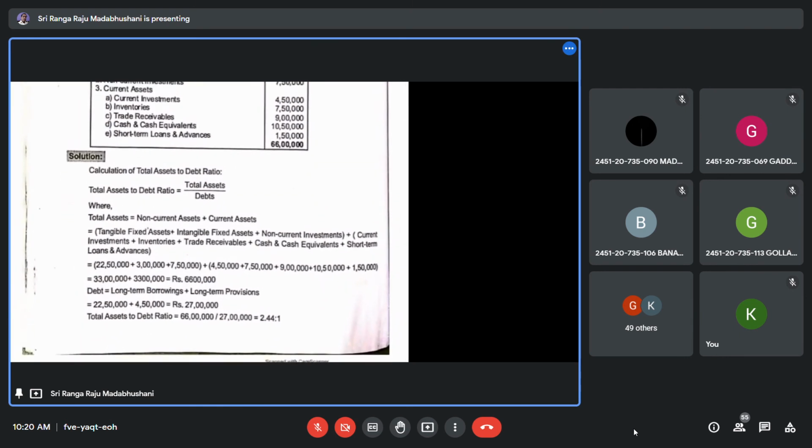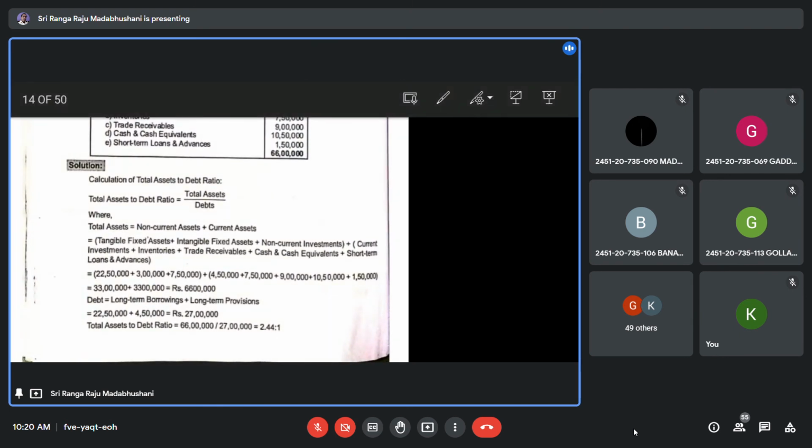So here, the calculation of total assets to debt ratio: total assets by debt. Total assets means non-current assets plus current assets, the asset side total. He has shown that by adding all the assets: tangible and intangible fixed assets, non-current investment, inventories, trade receivables, cash and cash equivalents, short-term loans and advances. So simply we have taken the total of assets.